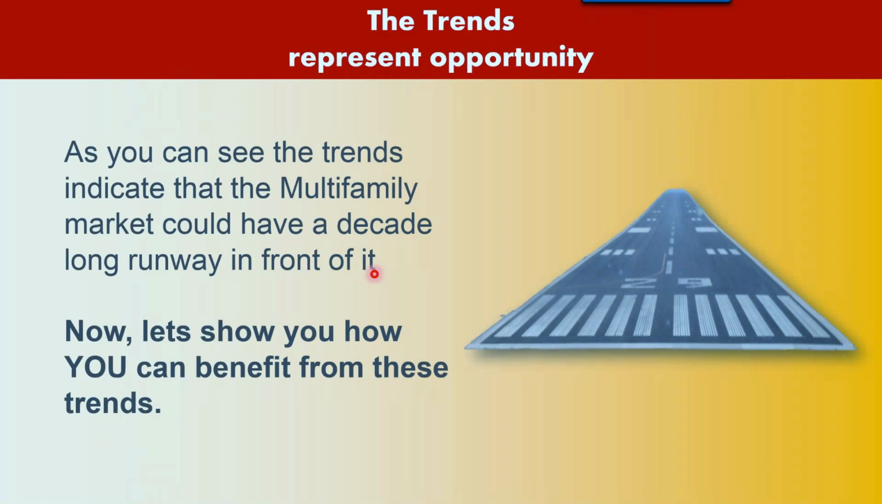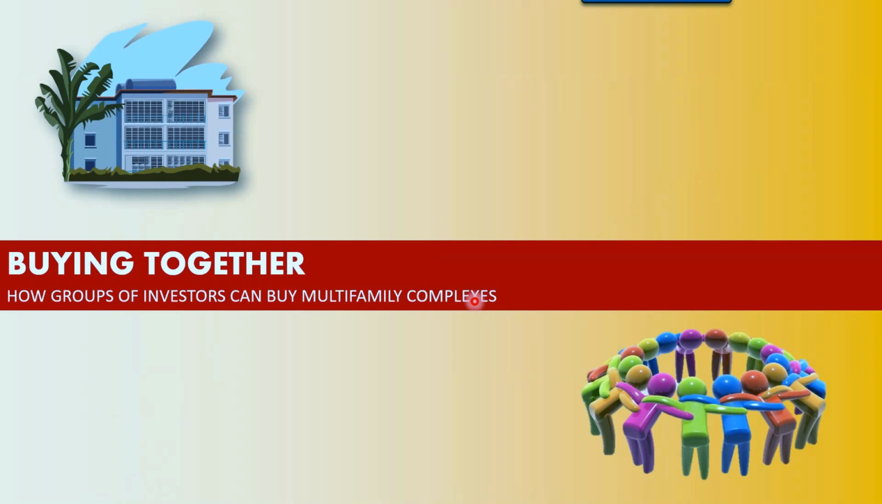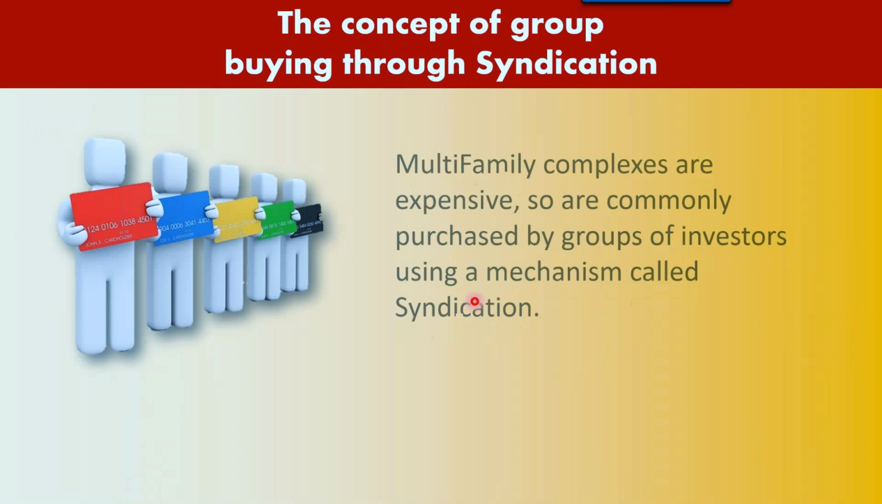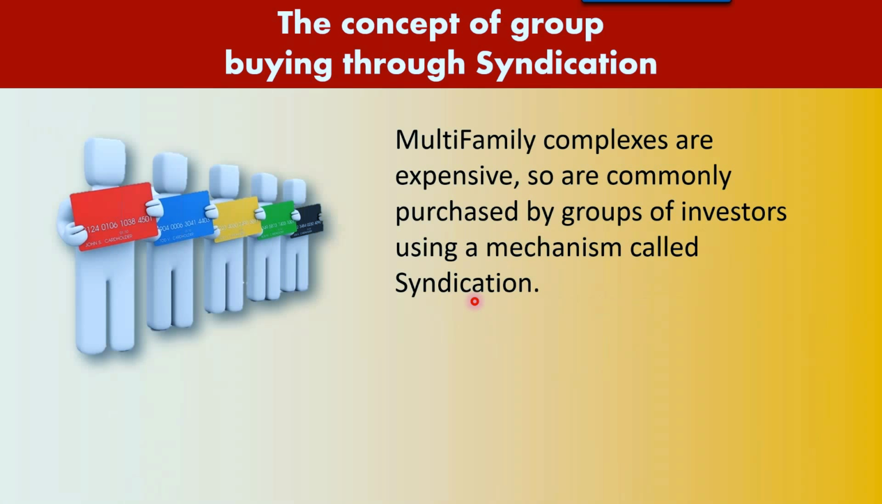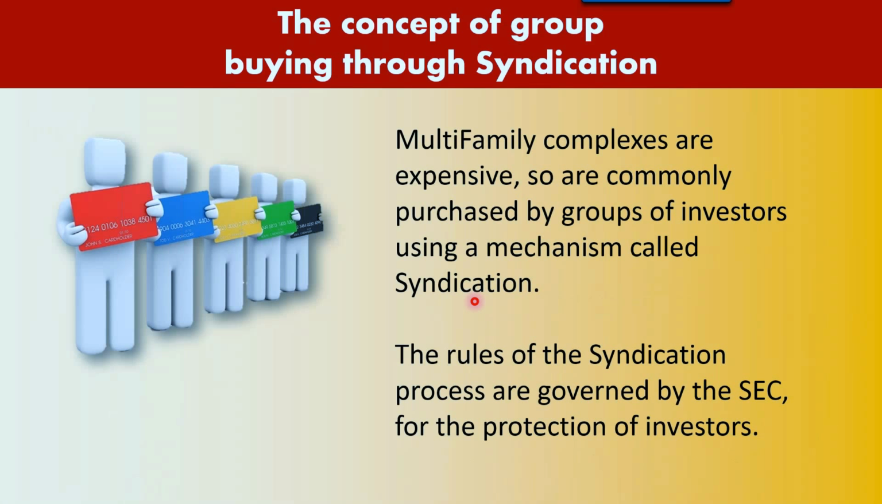So as you can see, there's a tremendous amount of opportunity. And we think that multifamily has a decade-long runway in front of it. So now we can show you some of the ways you can benefit from the trend. So how do groups of investors buy multifamily complexes, let's explain that. Well, they buy through this concept known as syndication, right? They're expensive, so a bunch of people get together and use a mechanism called syndication. And the rules of syndication are governed by the SEC, so investors are protected.